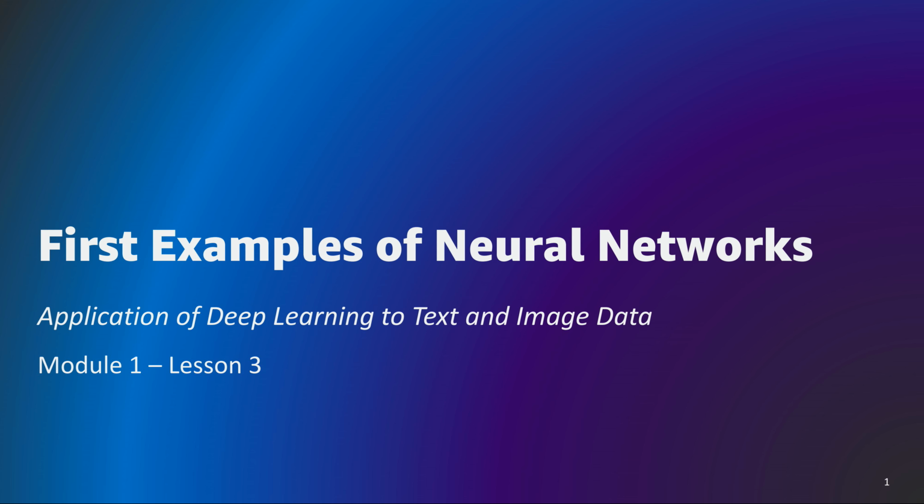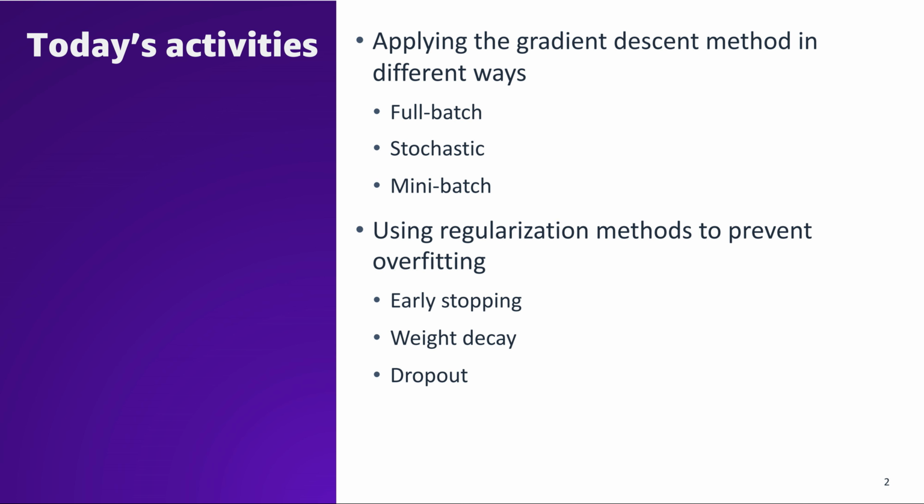Welcome to Lesson 3 of Module 1, where we will cover some first examples of neural networks. Today, we will discuss different ways to apply the gradient descent method. Then, we will cover using various regularization methods to prevent overfitting.